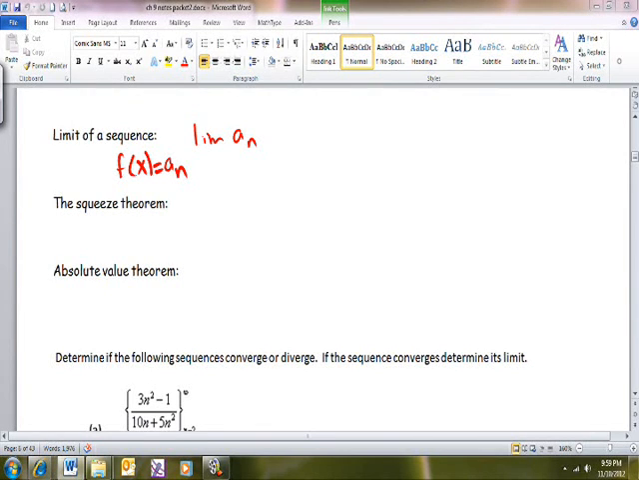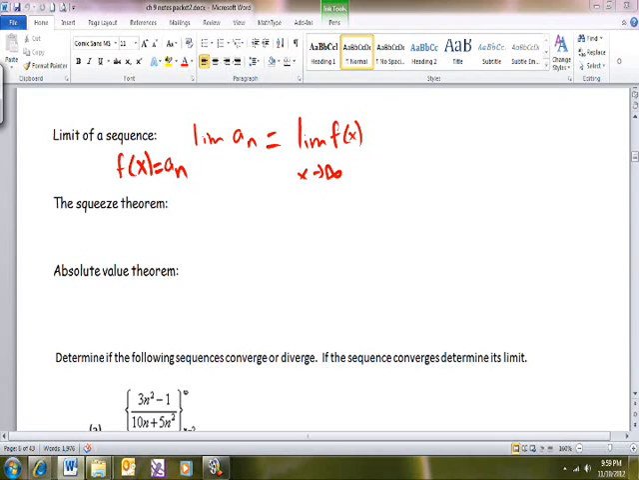Now, a sequence doesn't really go like a function. A function I expect to be continuous. I expect that you can plug in 1.1, 1.2, 1.3. But if we just treat them as far as the integers are concerned, or even just the whole numbers, it still works the same. So the limit of the sequence, if I can figure out some function to take the place of the sequence, is the same thing as the limit of f of x as x goes to infinity.